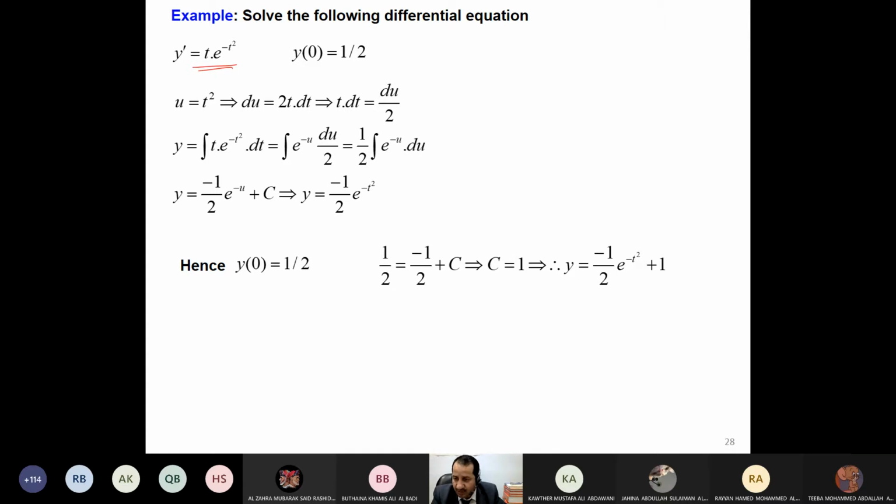I revised the methods you use for integration: by substitution, algebraic substitution, trigonometric methods, the table, if you remember, integration by parts, partial fractions. We discussed them.